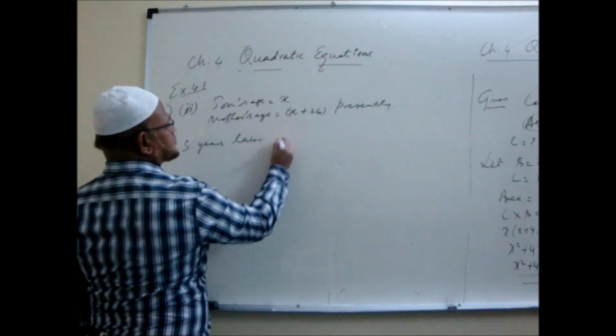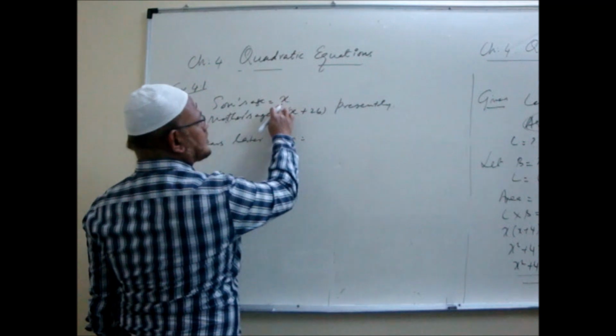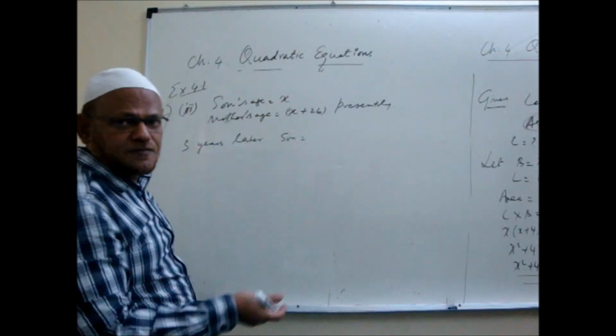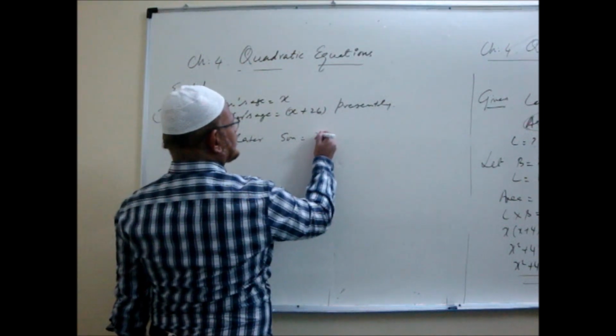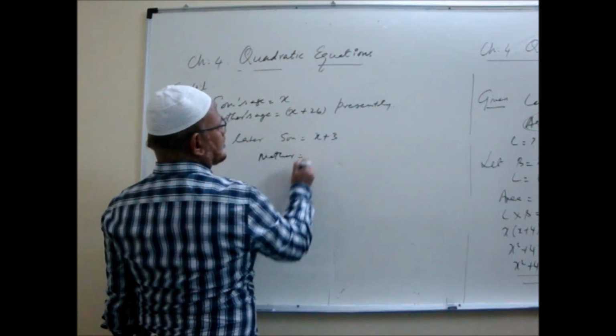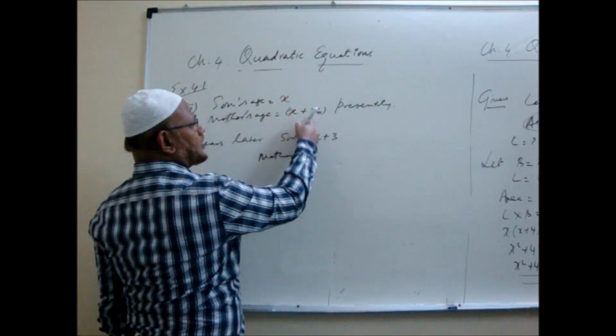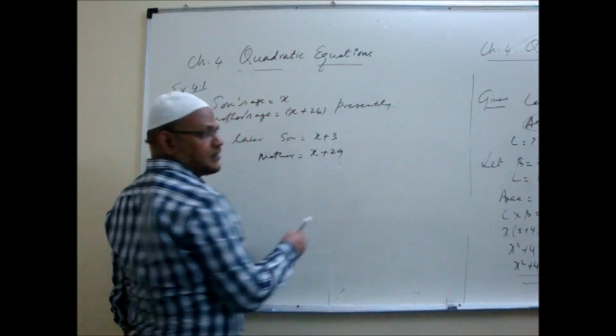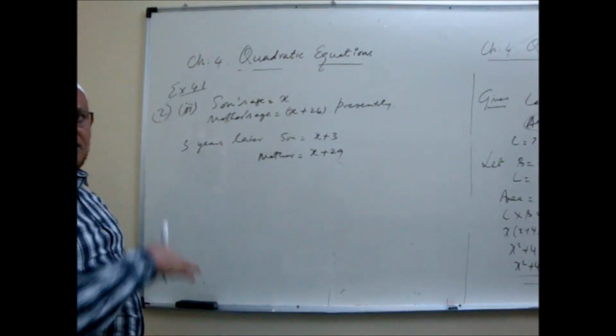Later, the son will be X years old now. So 3 years later, he will be X plus 3. At the same time, the mother will be 3 more, so X plus 29. Okay, this is her age 3 years from now.